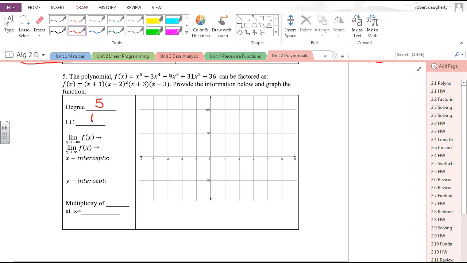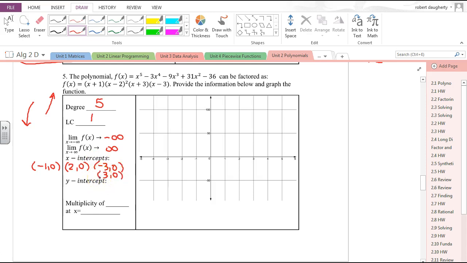So this is an odd degree polynomial, positive coefficient. It's going to look like this. So as the x values go to negative infinity, the y values go to negative infinity. As the x values go to positive infinity, the y values go to positive infinity. What are the x-intercepts? Those are the points (-1, 0), (2, 0), (-3, 0), and (3, 0).